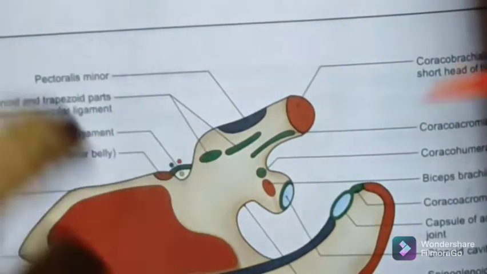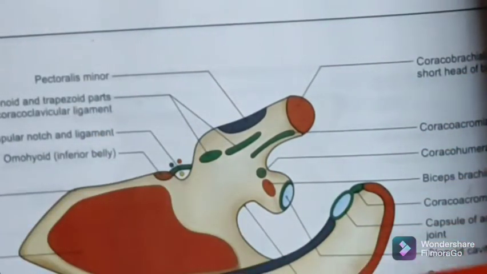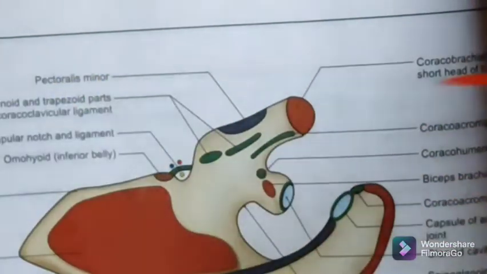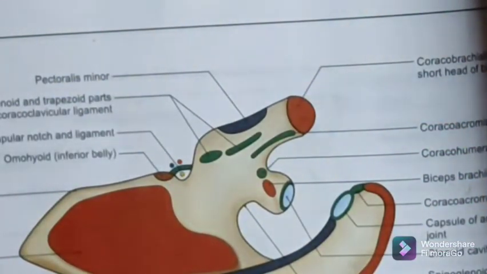Now over here at the tip of the coracoid process, medially we have the coracobrachialis and laterally we have the short head of the biceps brachii. Okay, so that is given. Now that was pretty much about it.